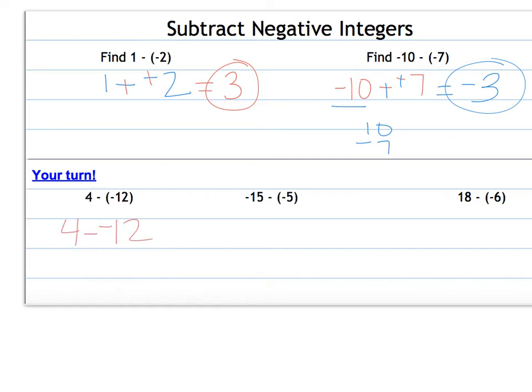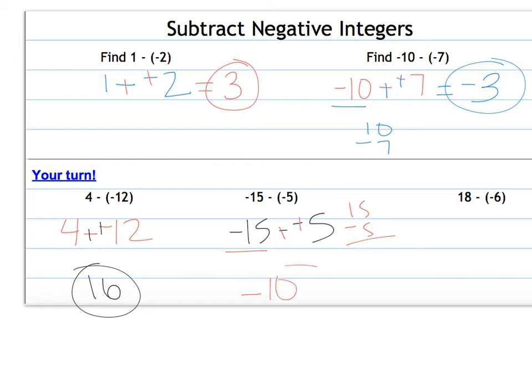Taking away a negative is a good thing. Positive plus a positive is a positive. Taking away a negative, remember, is a good thing. So I should be going up. Still have more negatives than positives. 15 is 10 more than 5. 18, taking away a negative 6. Add the opposite. 18 plus 6 is 24.